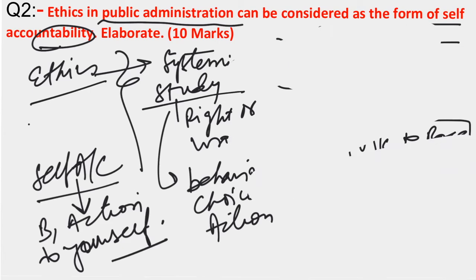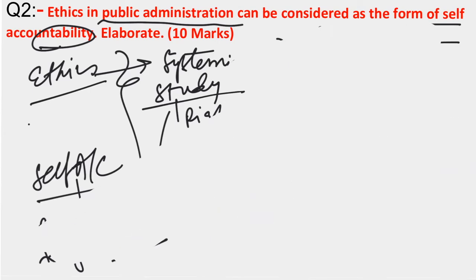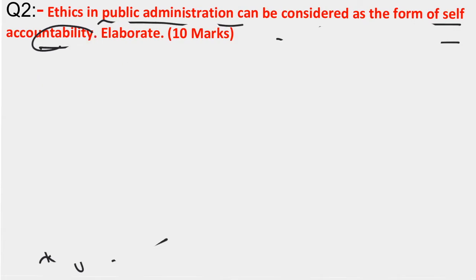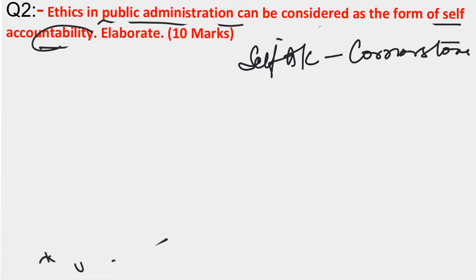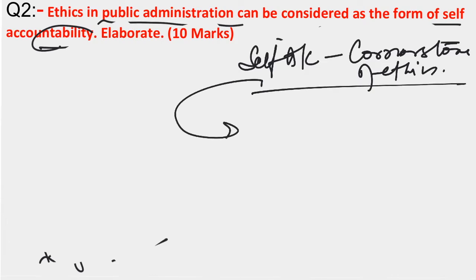Now the second part which we need to address. You will have to give certain examples if you want to make your answer comprehensive and fetch more marks than your competitors. So what you can do here is make a subheading, that self accountability is a cornerstone of ethics. Just make a subheading. After that, write it down: it is who you are and what you do when no one is watching.